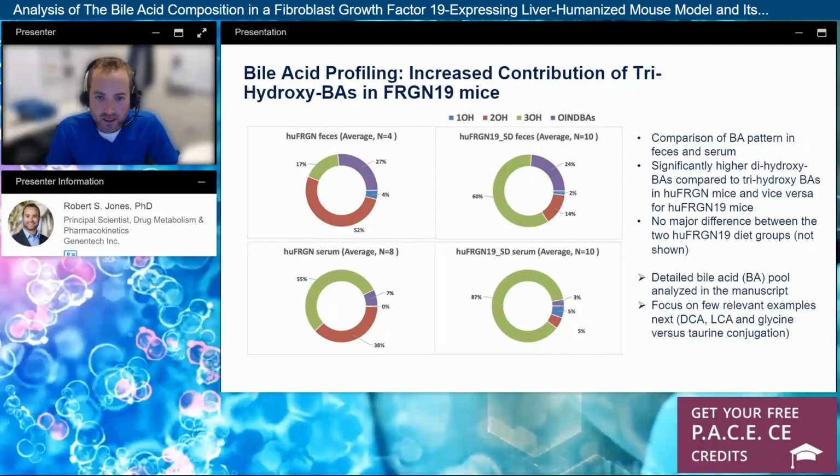So moving on to the next slide, as I mentioned, this was a very data-rich manuscript. So for those that are interested, all the supplemental data is available in the manuscript and published online. But in particular, the bile acid profiling, we actually saw an increased contribution of trihydroxy bile acids in these FRGN19 mice. And this was somewhat surprising. The meaning behind this, we are still unclear.